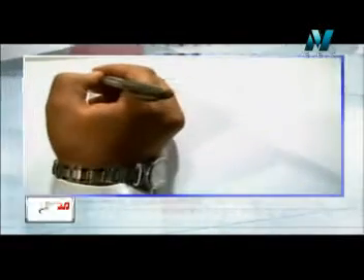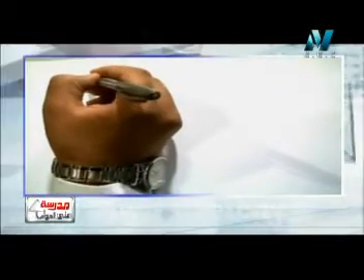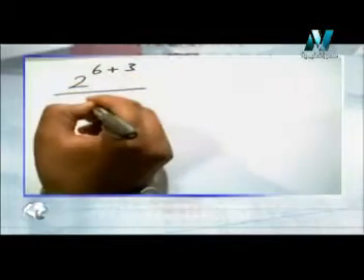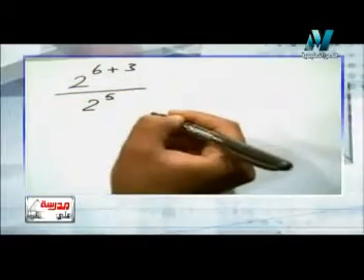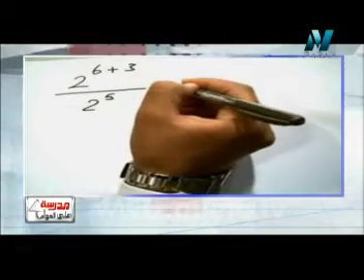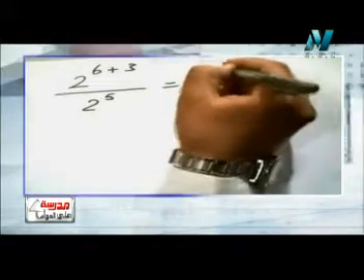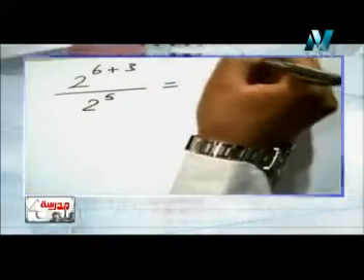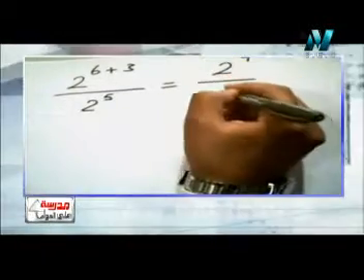Firstly, we have multiply. In the numerator, 2 power 6 times 2 to the power 3. We put the same base 2 and add their powers, 6 plus 3, and we put the denominator 2 to the power 5 as it is. 6 plus 3 equals 9. Then 2 to the power 9 over 2 to the power 5.